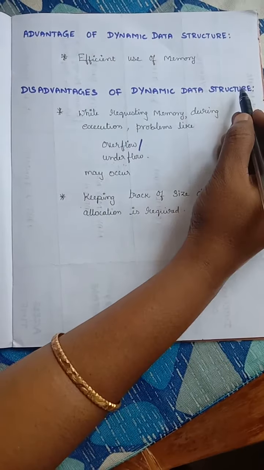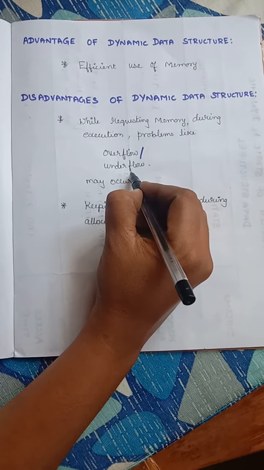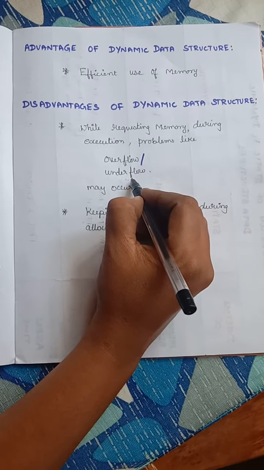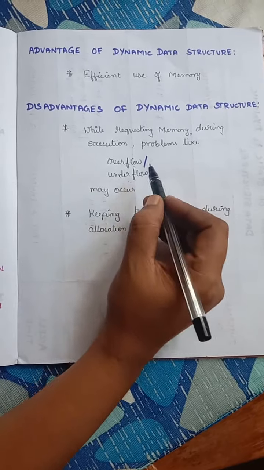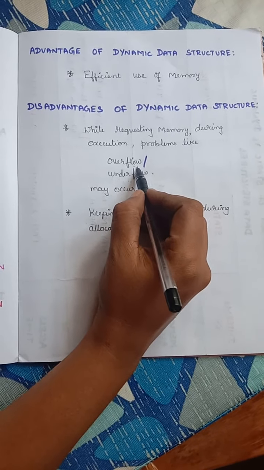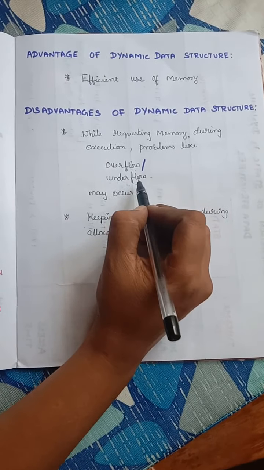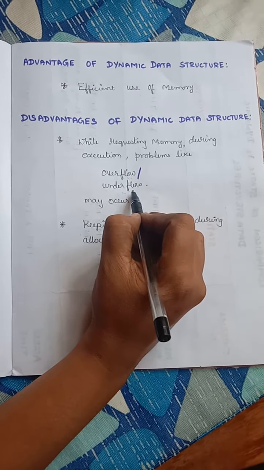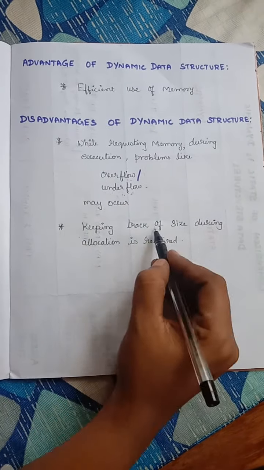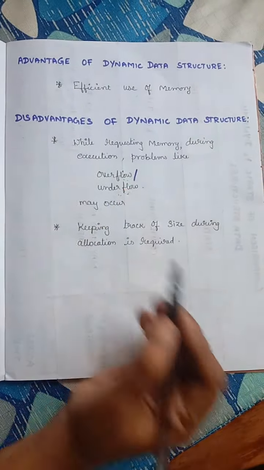Disadvantage of dynamic data structure is that overflow and underflow problems may occur while requesting the memory. That is, there is a possibility of the structure to overflow if it exceeds the maximum allowed memory limit. When underflow happens, the data structure becomes empty and a request for memory allocation is made, then during that time underflow may occur. Keeping track of size during allocation is required. These are the disadvantages of dynamic data structure.